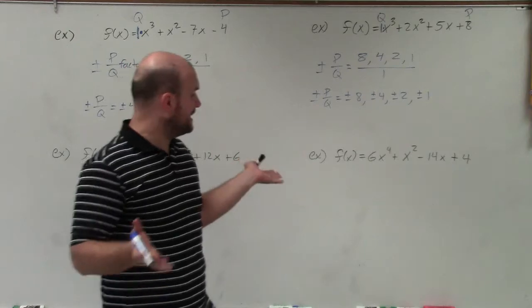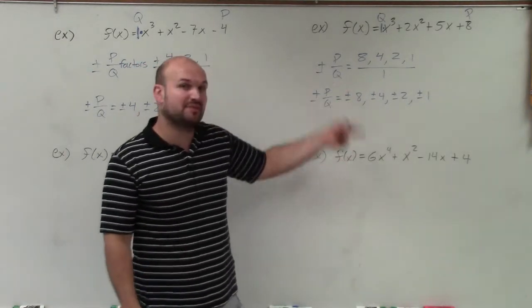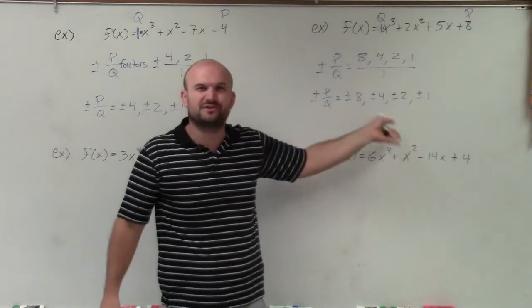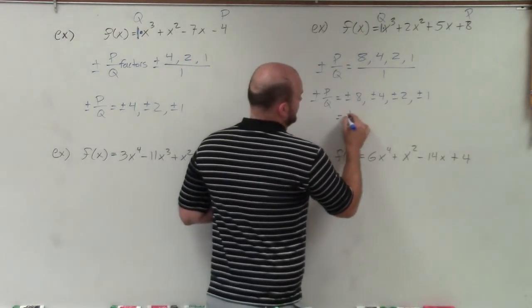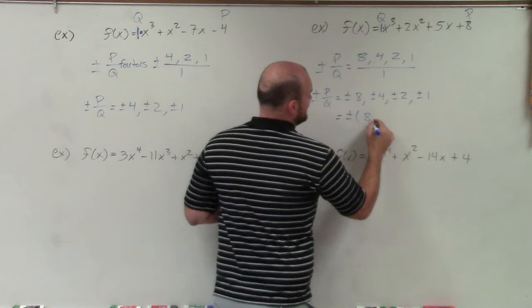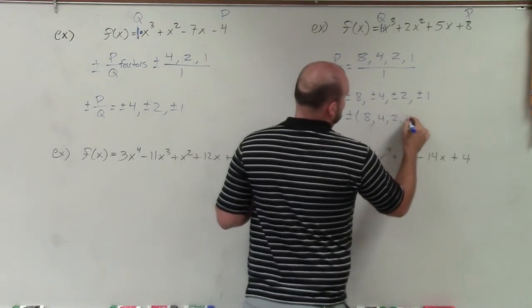Now, obviously, ladies and gentlemen, you could write plus 8, negative 8. But I think it's just easier to write plus or minus. Or another way to do this is to put plus or minus on the outside, and then go ahead and list the factors.